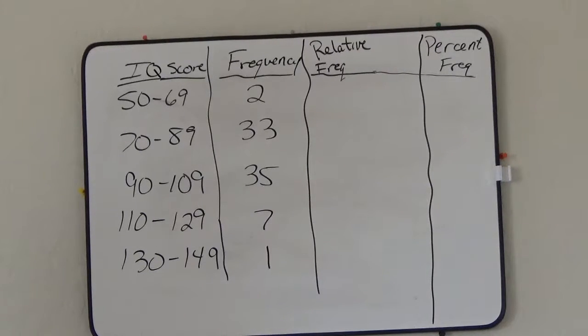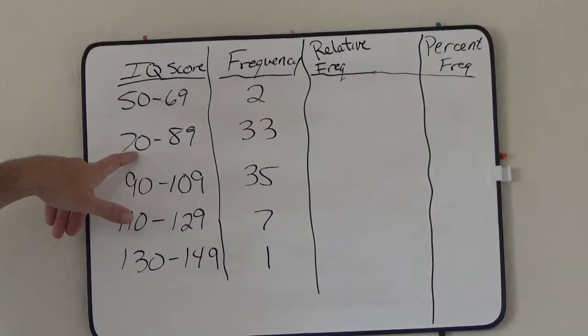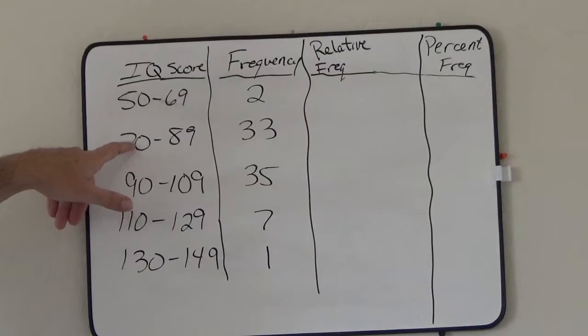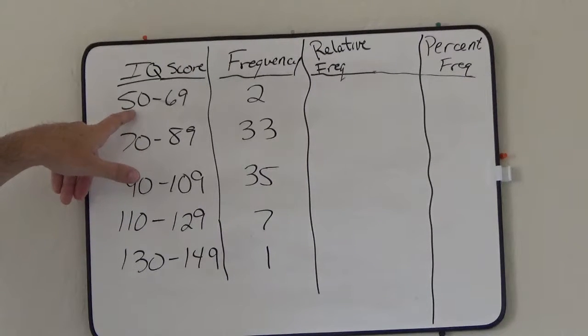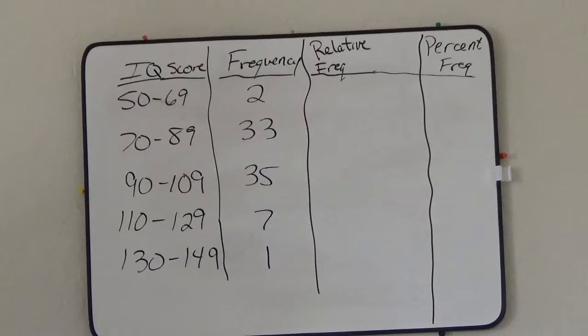We also have the class width. The class width is this. I'm going to take the smallest value of the next class and subtract the lowest value of the first class. So 70 minus 50 is 20. 90 minus 70 is 20. 110 minus 90 is 20, and so forth. So the class width is 20. It's the width of the interval, okay?